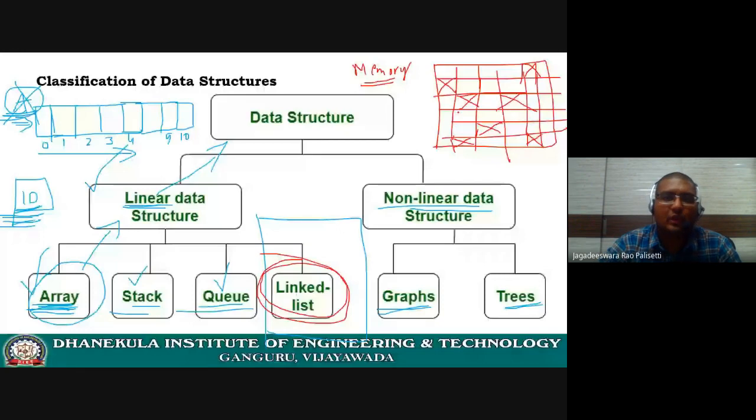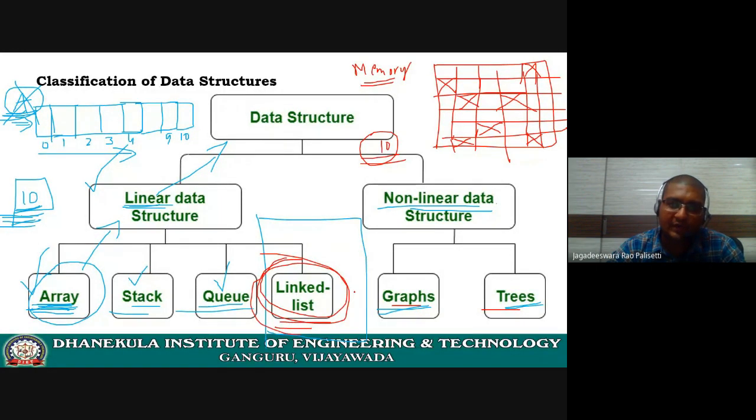Now we have 10 data elements that we need to store in the memory. Of course, a linear data structure is not appropriate for this situation, because nowhere do we have 10 continuous memory locations. So obviously a linear data structure, either stack or queue or array, will not be appropriate. Obviously we'll go for non-linear data structures like graphs, trees, or a linked list.